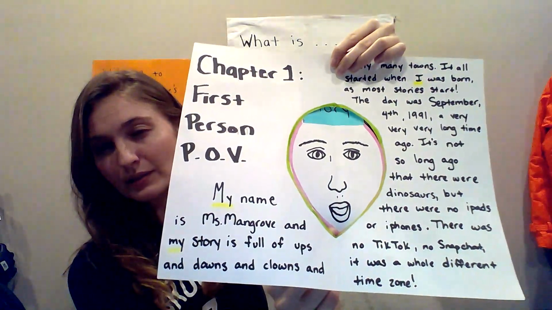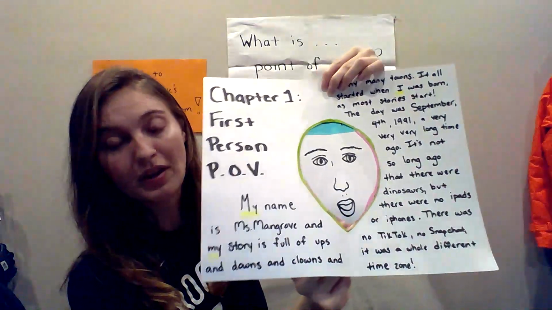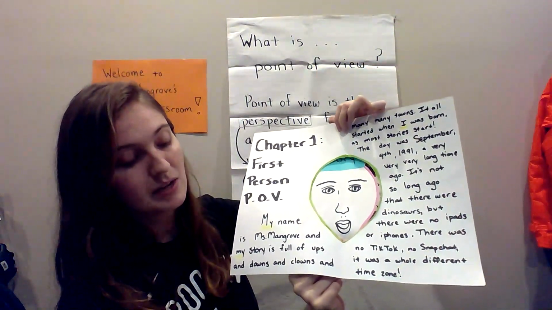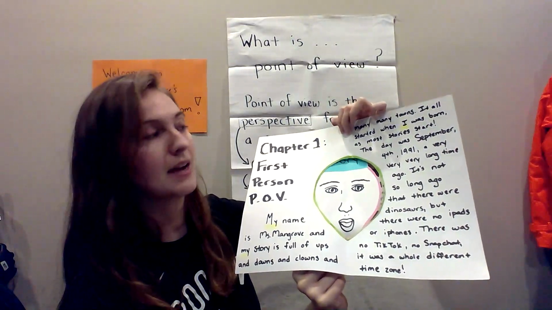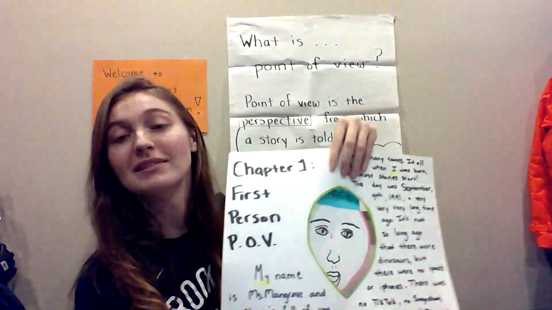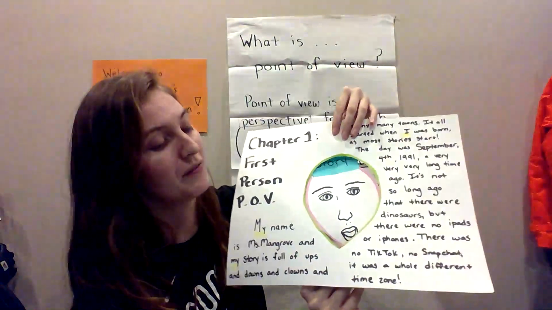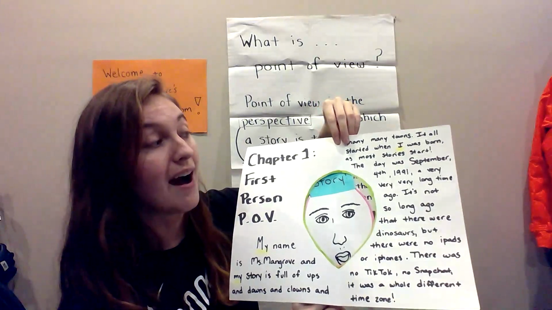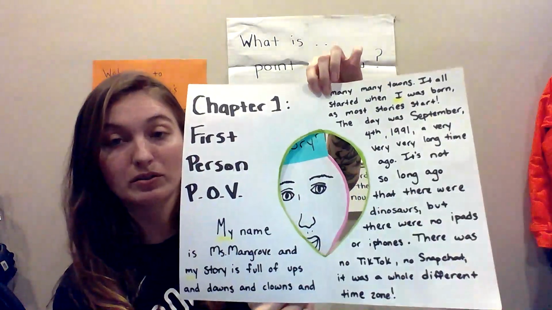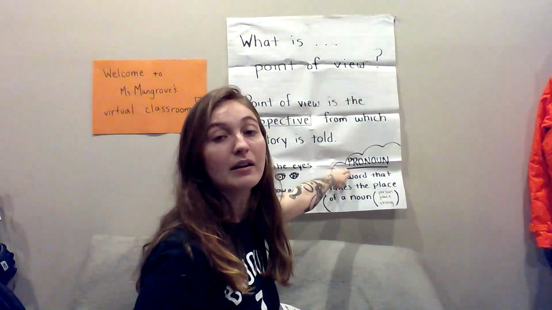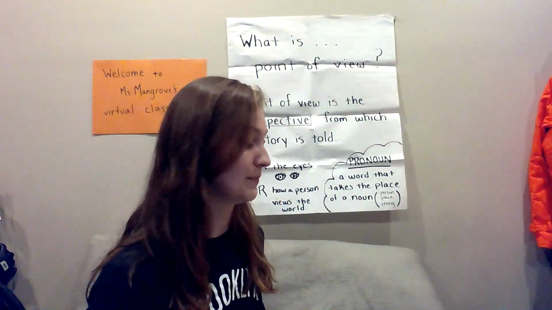And I wrote a little silly story to show the younger kids, but I'll show you too. It says, my name is Miss Mangrove and my story is full of ups and downs and clowns. And ups and downs, literally, that's great. I have ghosts. And many, many towns. It all started when I was born, as most stories start. So the pronouns that I'm using here are I and me.